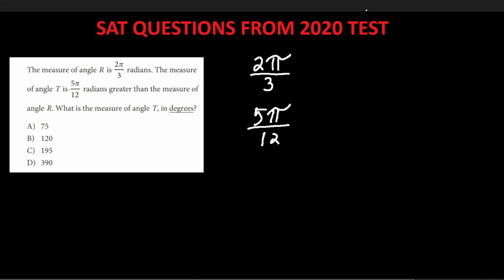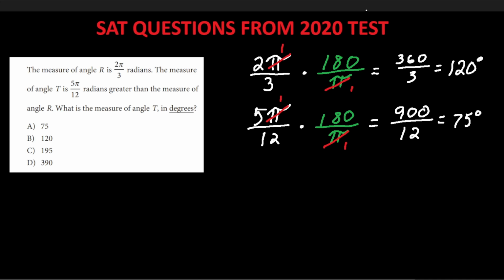To convert from radians into degrees, we multiply by 180 over pi. And then we simplify pi going into itself once. Then we multiply straight across. And we get 360 over 3 and 900 over 12, which are 120 degrees and 75 degrees respectively. And we simply add them together, which gives us 195, which is choice C.